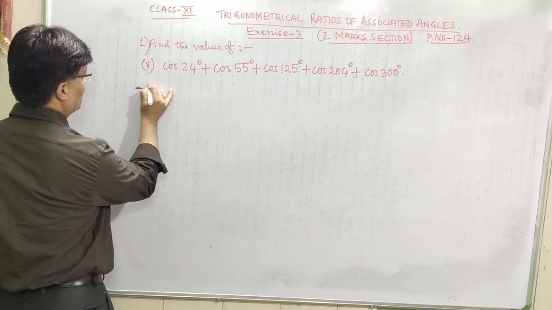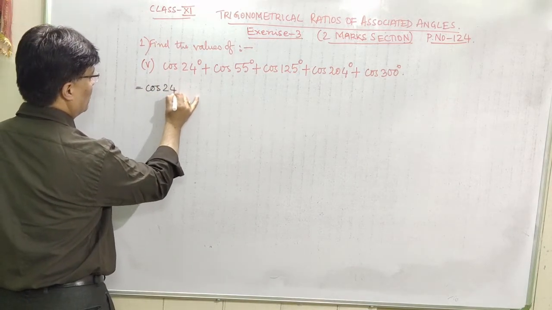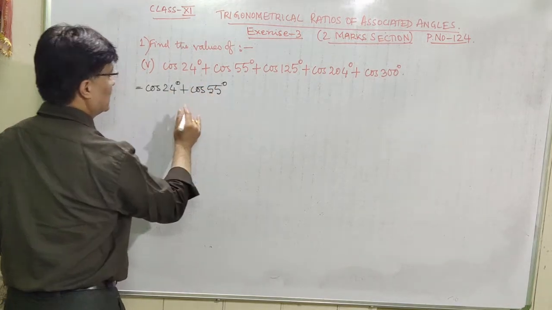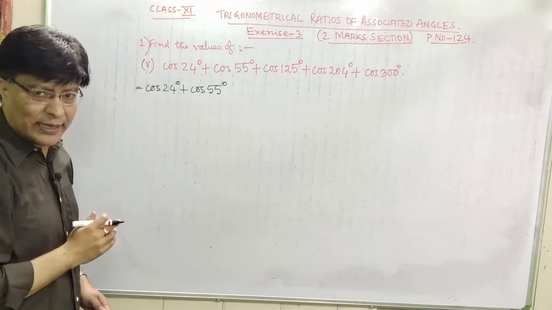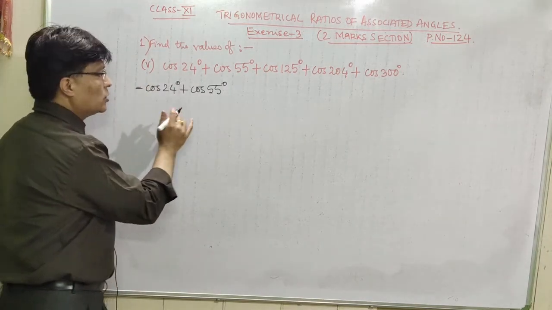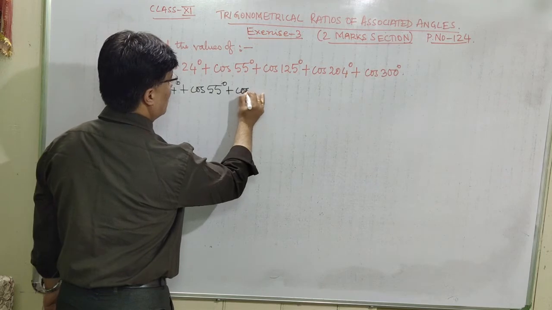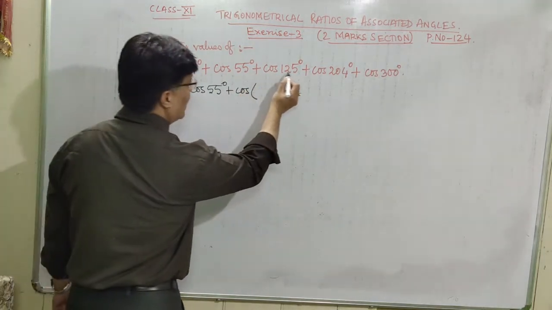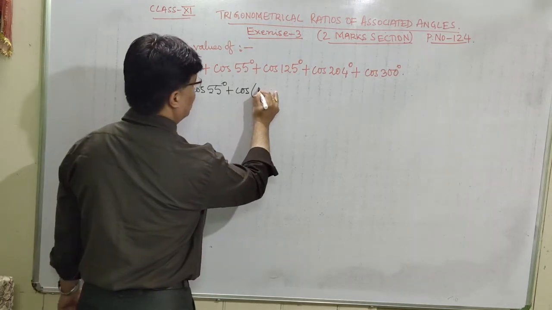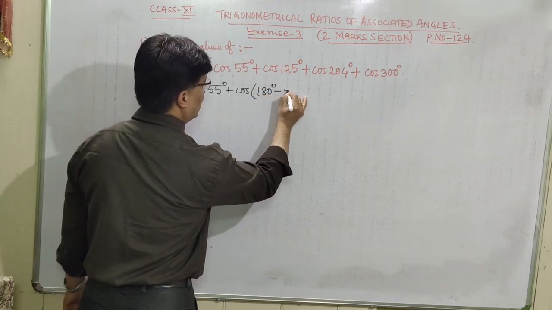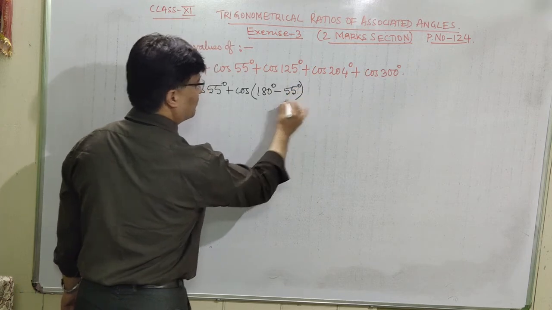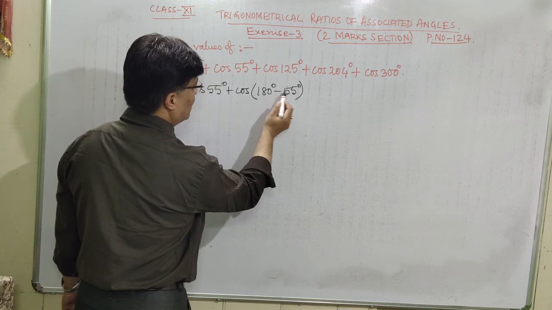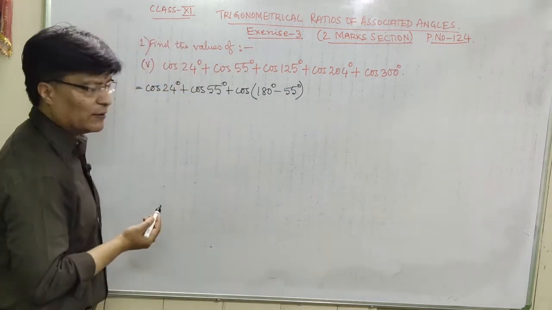So which is equal to, this is cos 24 degree plus cos 55 degree. They are kept as they are, okay, first and second term. So next, plus cos, how will you write down this 125 degree? You can write this 125 degree in terms of 55 degree by writing 180 degree minus 55 degree. So if we subtract it, 10 minus 5 is 5, 7 minus 5 is 2, and 1. So it is 125, okay?